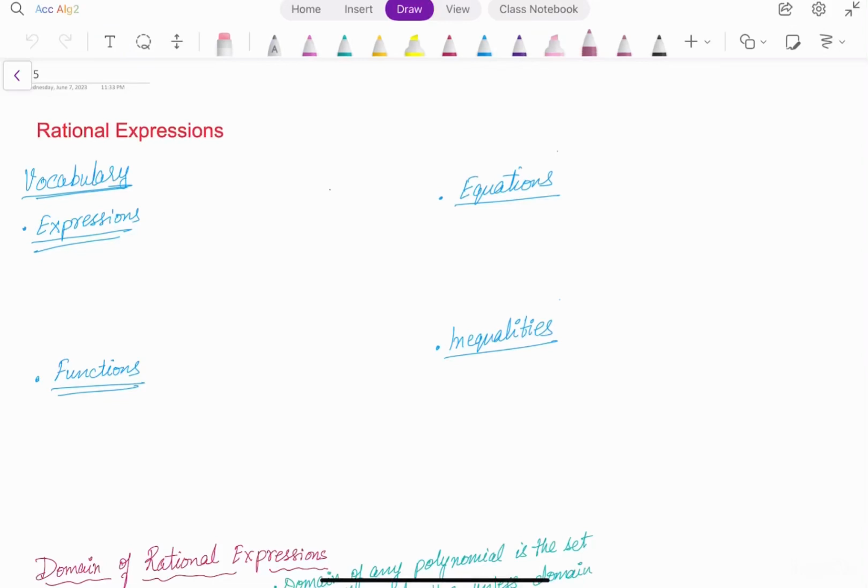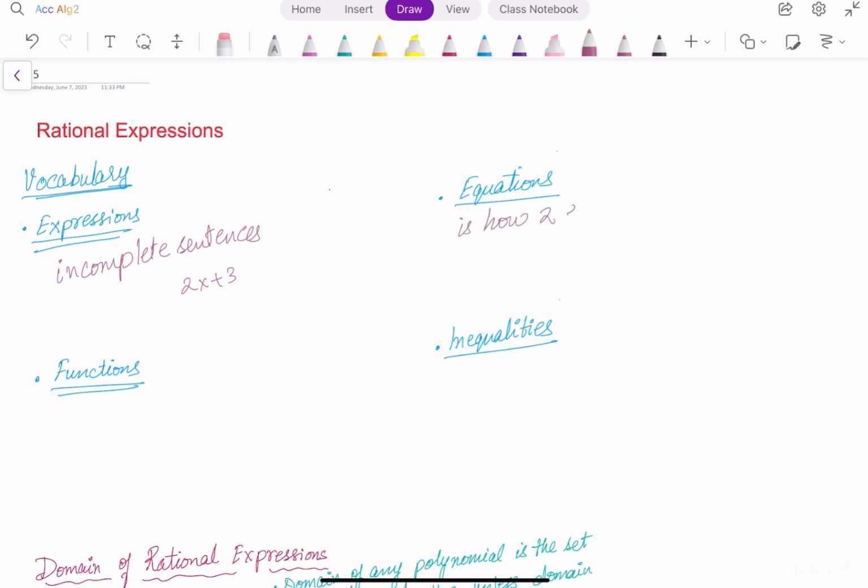Welcome back. Today we will be talking about rational expressions, and before we understand rational expressions, let's talk about a few vocabulary words that will help us understand them. An expression is nothing but an incomplete sentence. What do I mean by incomplete sentence? That means there is no equal to sign. We are just writing the statement 2x plus 3, two terms connected with addition or subtraction.